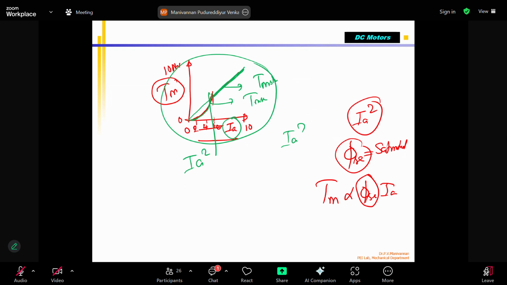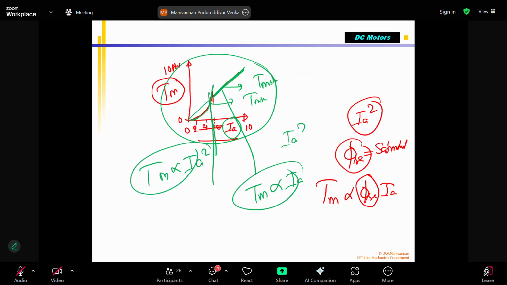Okay. So after this region, Tm is proportional to Ia. In this lower region, Tm is proportional to Ia square. Because of that, the curve is like this. Note this.